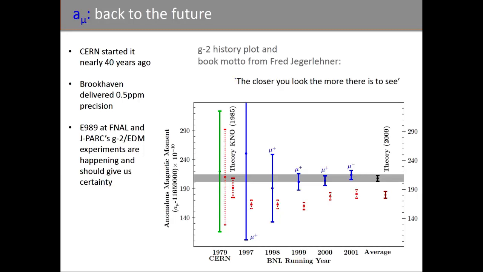comparison. And I stole this plot from Fred Jegerlehner's book, who had as a motto, the closer you look, the more there is to see. I think this is a good motto for the precision physics community, because it's really true. You start with a rough 10% measurement, and that can be done on the back of the envelope. You work hard and get to 1%, and then you suddenly need a per mil and better, and that is happening here. For the input cross sections, we'll see in a moment what I mean with this statement.